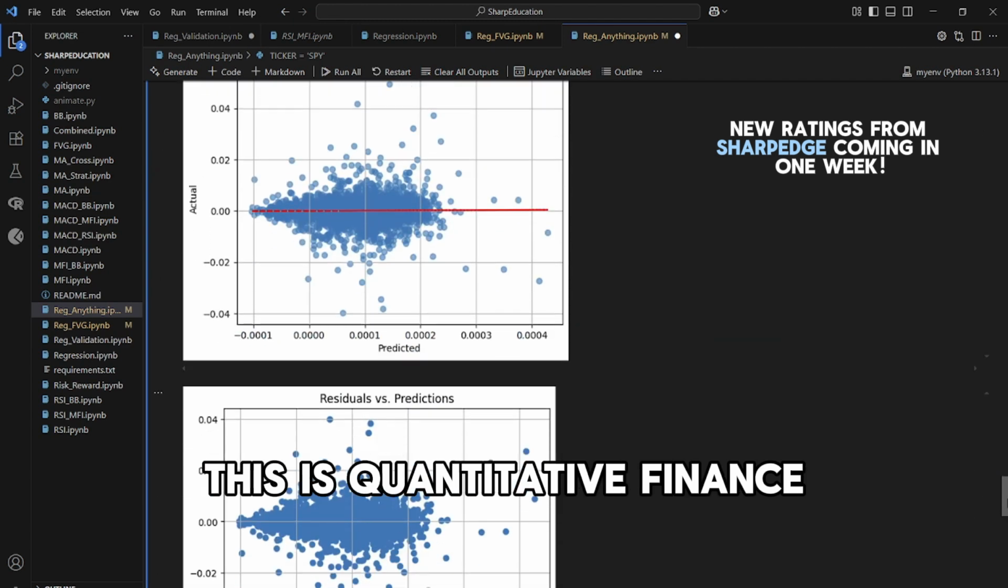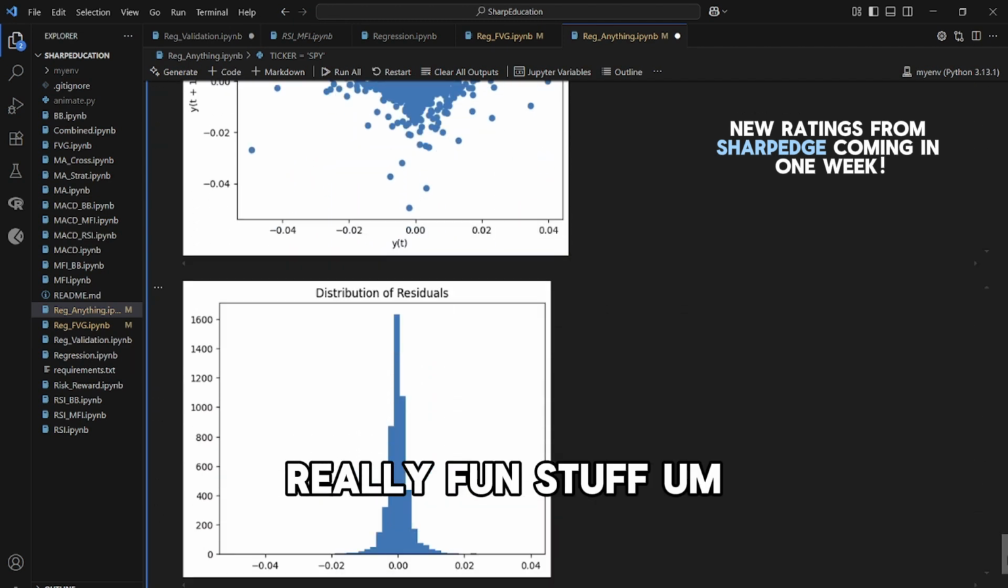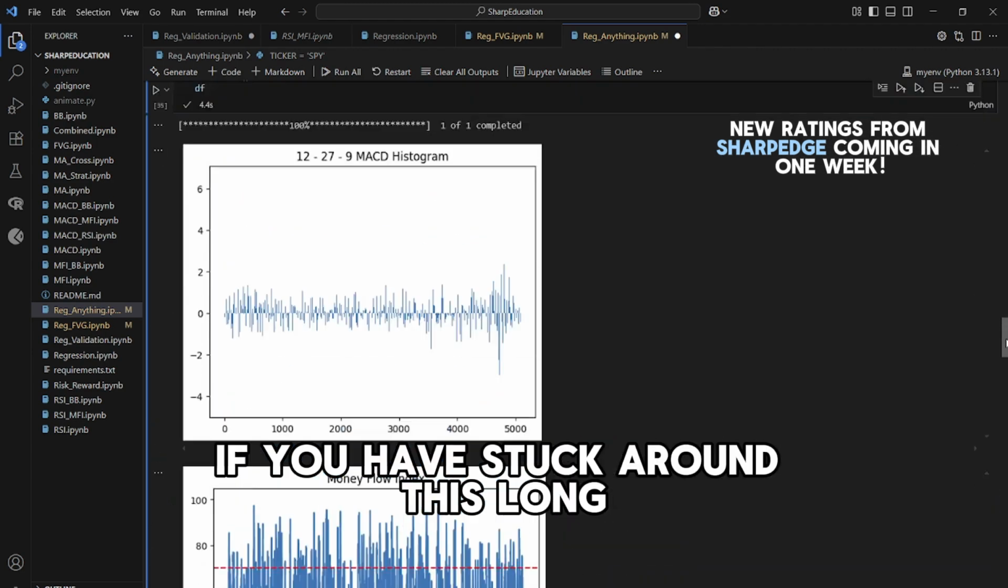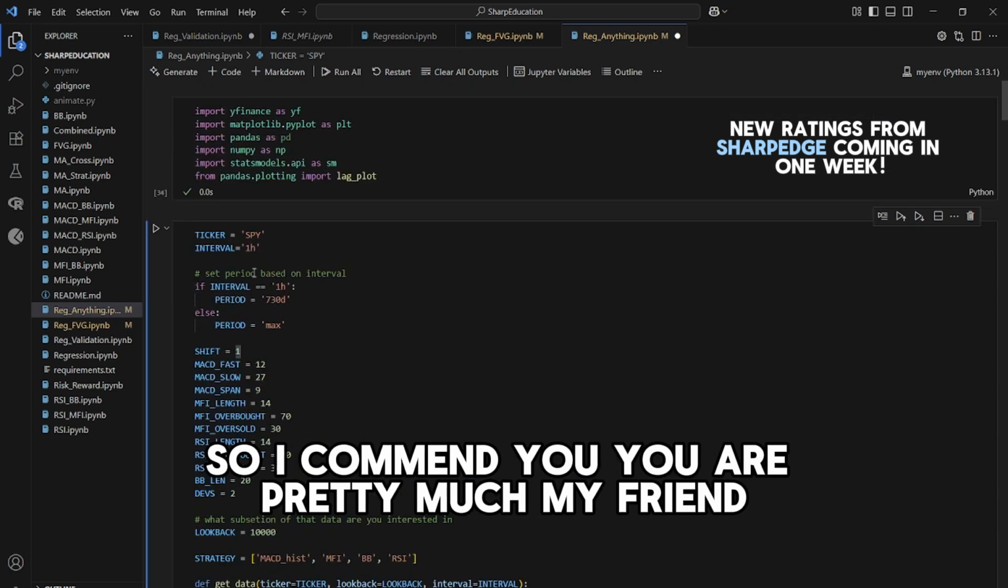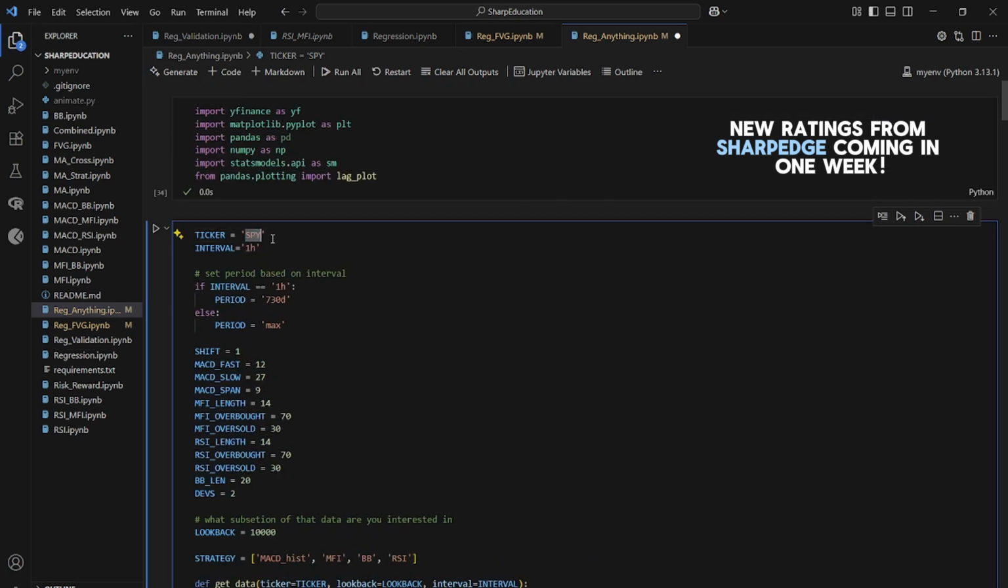This is quantitative finance. Really fun stuff. If you have stuck around this long, you must find it at least remotely interesting as well. So I commend you. You are pretty much my friend.